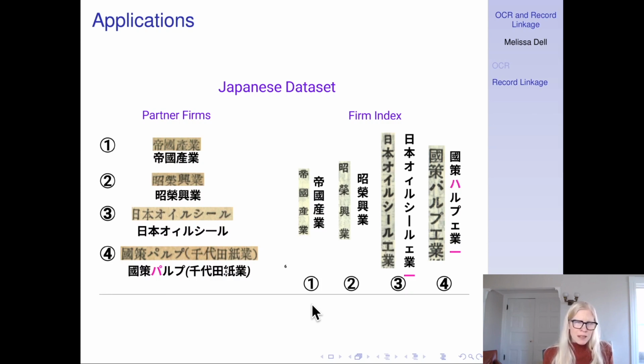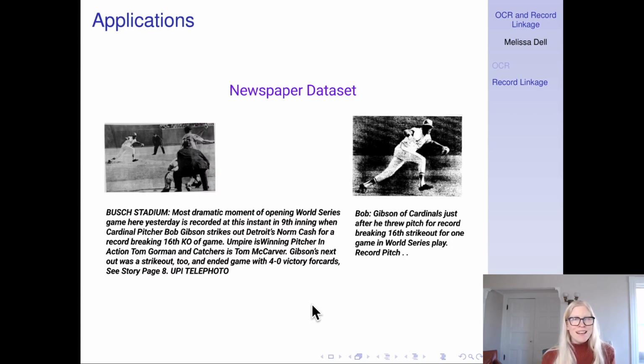And so the multimodality of this comes from the fact that we have an image of the firm's name, and then we have the OCR text of the same firm's name. But this framework is not limited to applications like this. This is another example that we pursue in this study, which is image and caption pairs from historical newspapers.